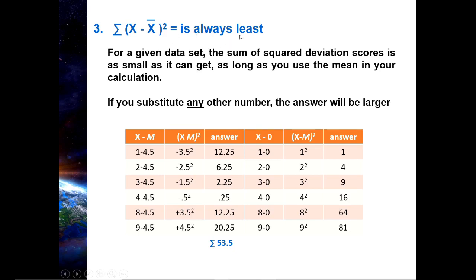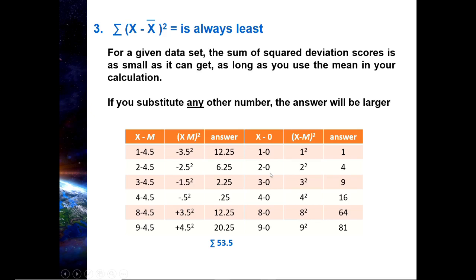Now, what this is telling us is that as long as we use 4.5 here, that's the mean, as long as we use that in our calculation, there's no way possible we're going to get a smaller answer here. This is as small as it can get. Now, some of you are saying, I don't believe that. Some of you might be curious or saying, why don't you plug 0 in instead of using 4.5, which was the mean? What happens if you put 0 here?